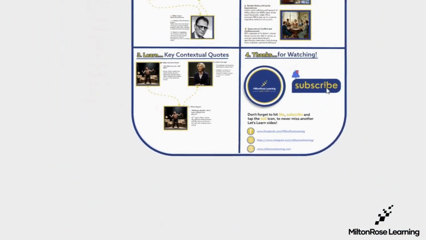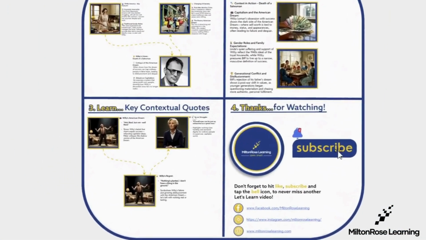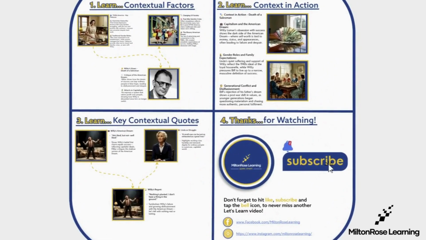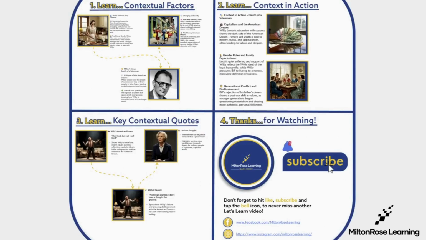Okay then, so let's just have a nice little overview at the end. We've teased out some of the key contextual factors about 1940s America and some of the changes that were happening. We've teased out as well some of the context in action, so critiquing capitalism and the American dream, especially within this play. And then we've pulled out three of the best key contextual quotes, which would be really good for you to analyse. And then, as I normally say, pop those into your essays and into your exams, as long as you analyse them really, really well.